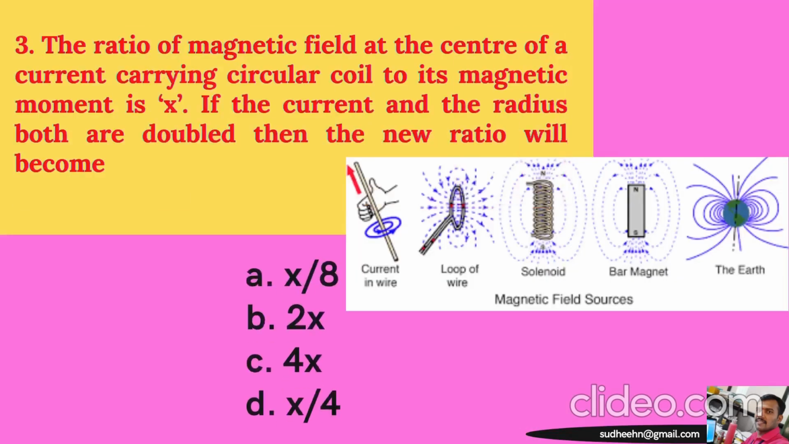Next, question number 3. The ratio of magnetic field at the center of a current carrying circular coil to its magnetic moment is X. If the current and the radius both are doubled, then the new ratio will become. The options given: A, X by 8, B, 2X, C, 4X, and D, X by 4.